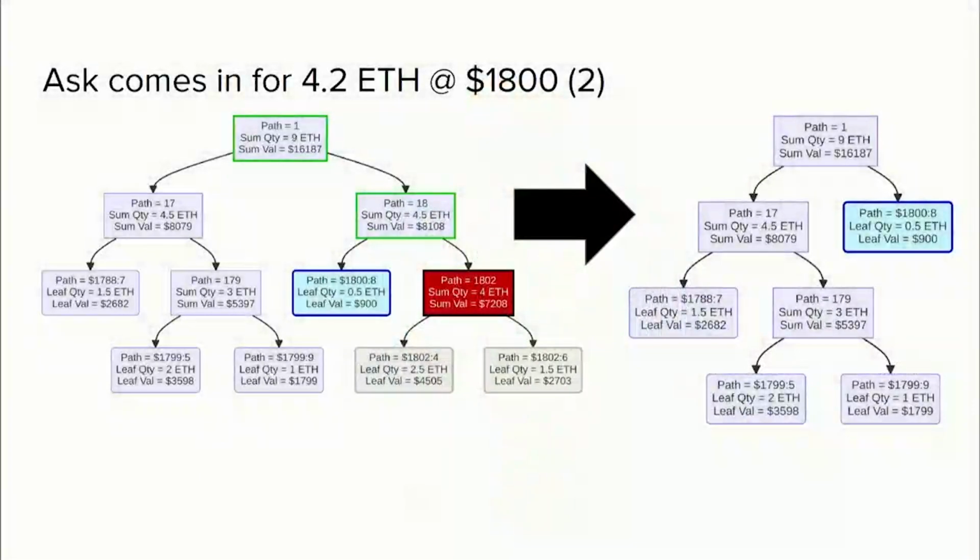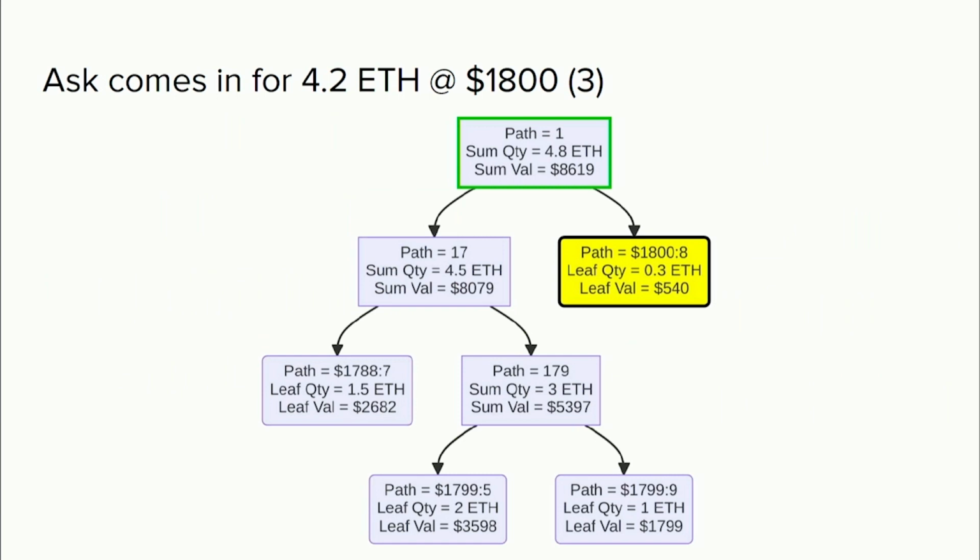So the blue node gets promoted, and it takes that old internal node's place. We deleted the subtree in red, okay? So we didn't have to traverse either of the nodes under the red node. Once we promote this node, it's a partial fill. There's 0.3 ETH left over as a result of this order.